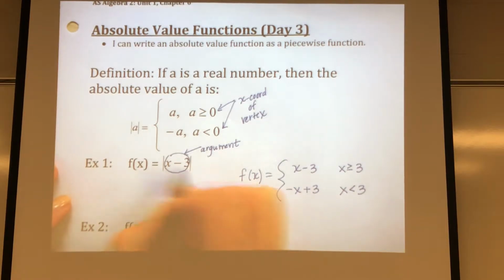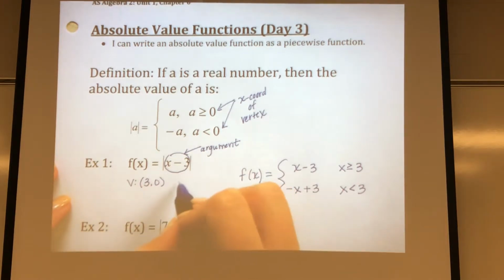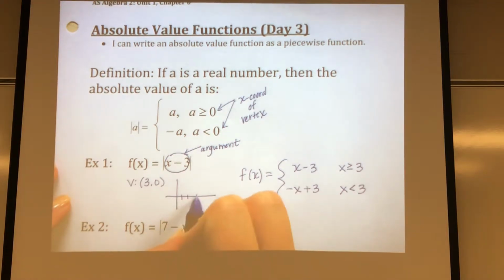Okay, so to visualize some other key points here, our vertex of this one, since we moved it 3 to the right, would be 3, 0. If you want to picture what this looks like, 1, 2, 3, 3, 0. Same slope as the parent function.